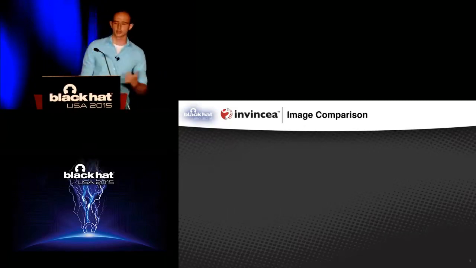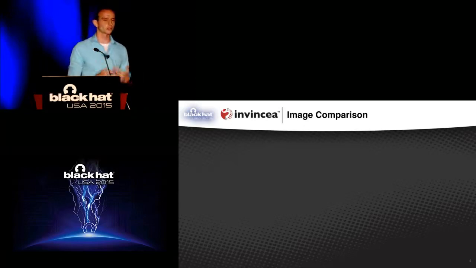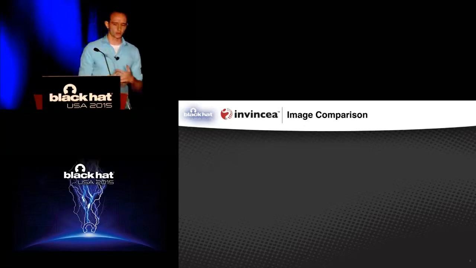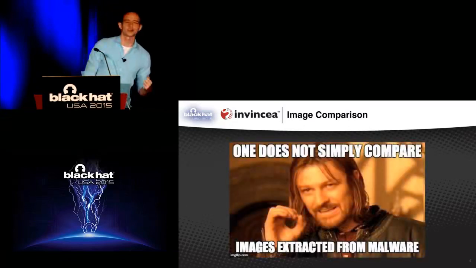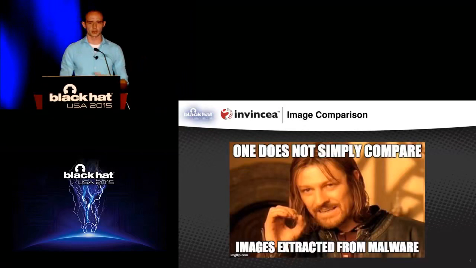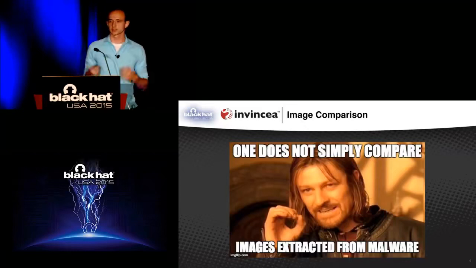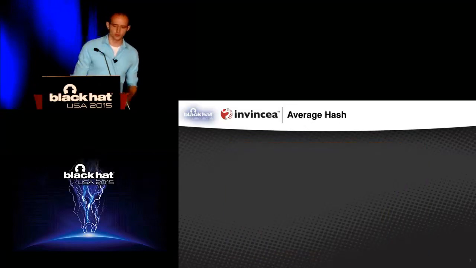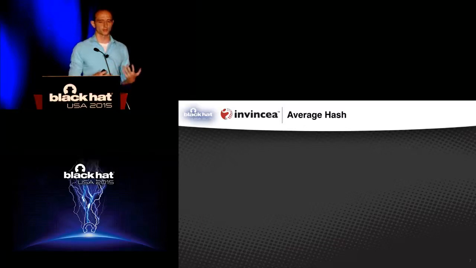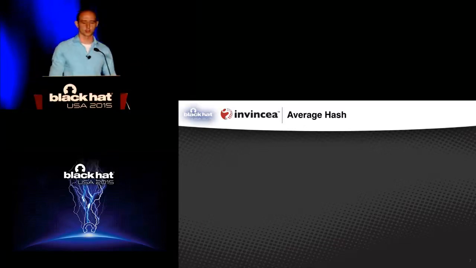But before I get into that, I'm just going to talk a little bit about how we did the comparison of images in malware. As we were working through them, we quickly found that one does not simply compare the images extracted from malware. Trying to do things as simple as MD5 hash matching tends not to work because images get changed in compression, the resolution gets distorted, and they can also be changed deliberately by attackers trying to evade such a technique. So the algorithm we used is called average hash, and it's a very simple algorithm computationally, which is good because we're running this across thousands of samples.